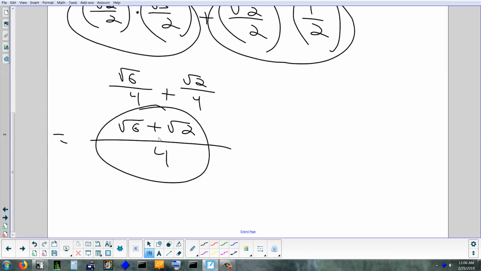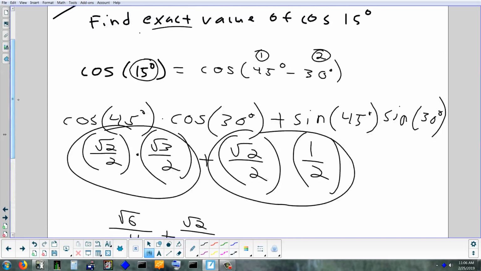So you see square root of 6 come up a lot, square root of 2. Sometimes it's minus in between. Just depends on the problem. Okay, we'll see a minus one later today. But any questions on how we did that?